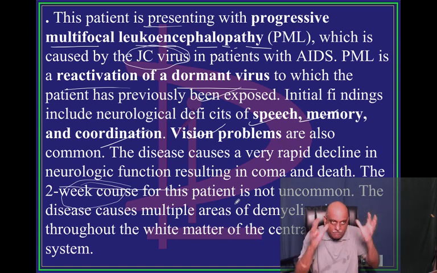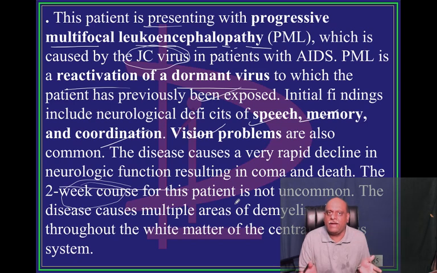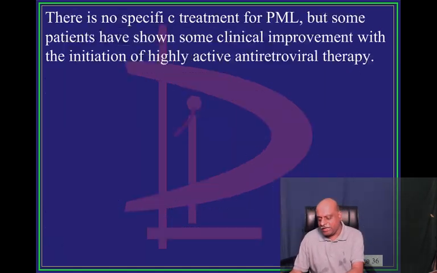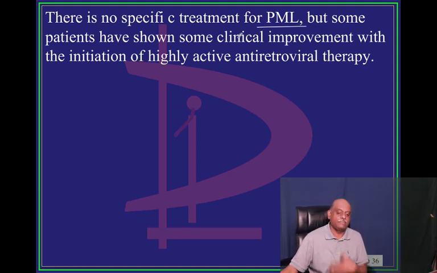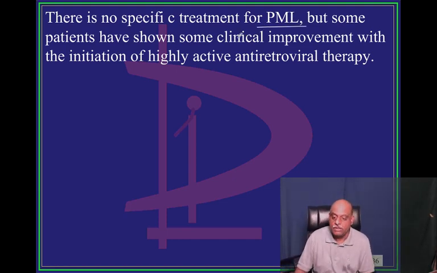If you look at the brain, what is meant by leukoencephalopathy? Leuko means white. That means the white matter got destroyed. So there will be multiple areas of demyelination throughout the white matter of the central nervous system. No specific treatment for PML is what you need to remember.